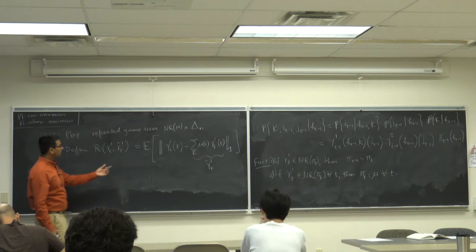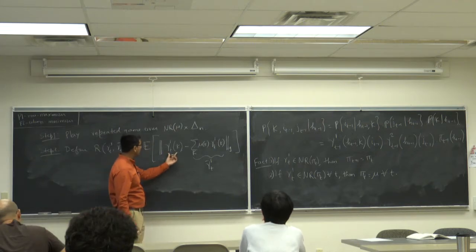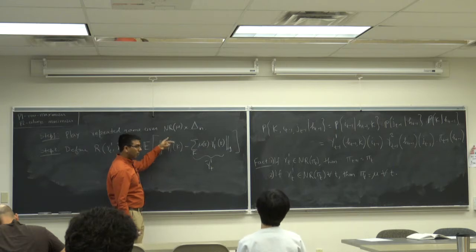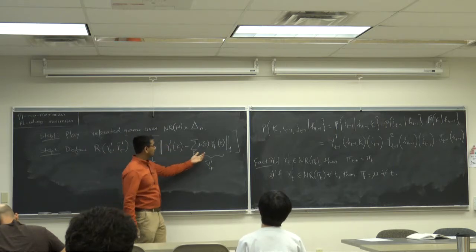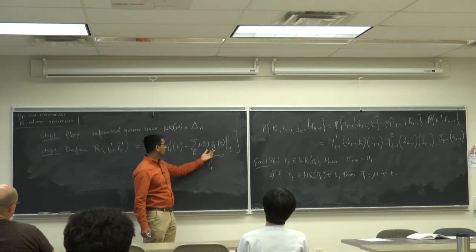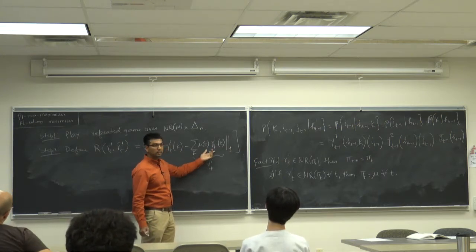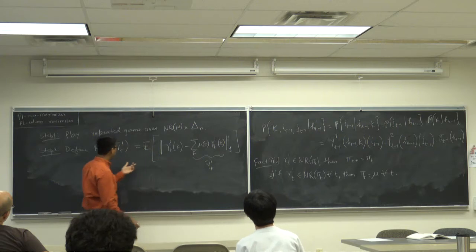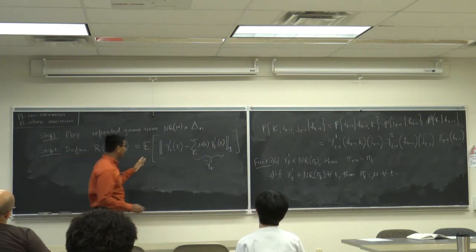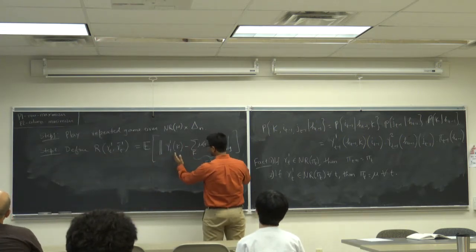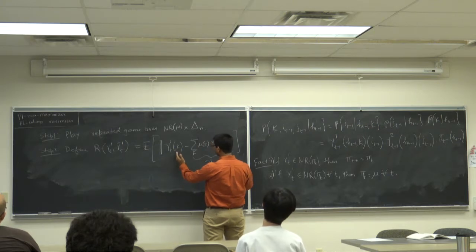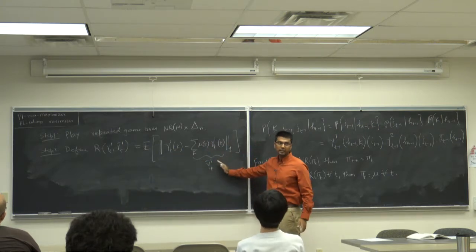Okay, so what is this gamma 1 t of k? That's a probability vector over the action set of player 1, and this is the mean of the probability vectors over all particular states. And this is the expected value of the difference between what the actual strategy is and what the mean of the strategy is.